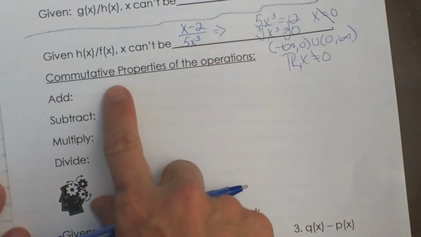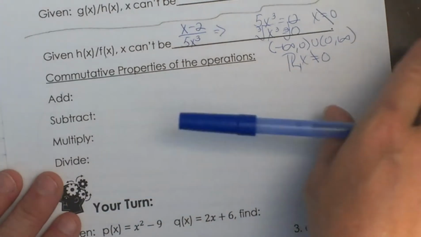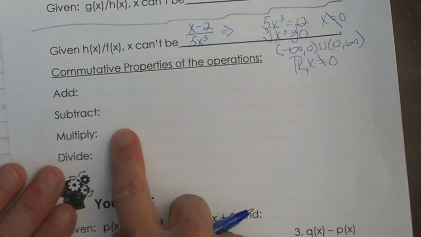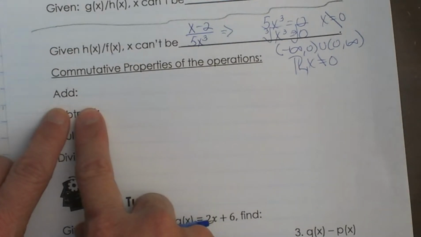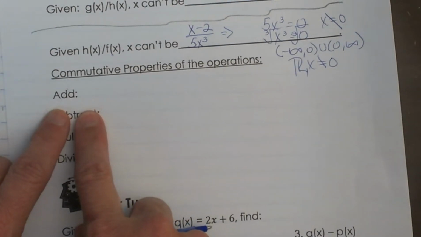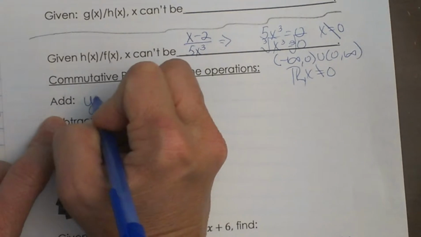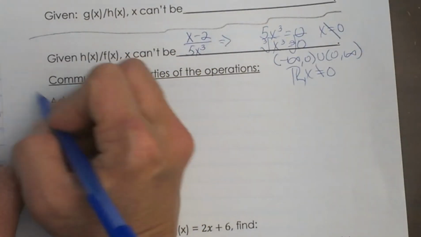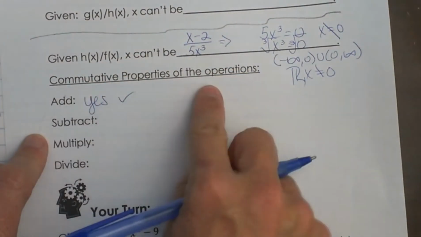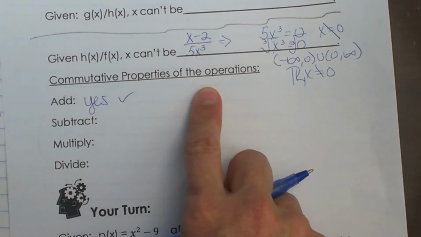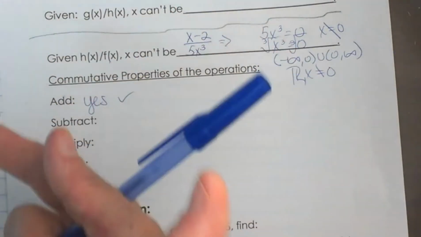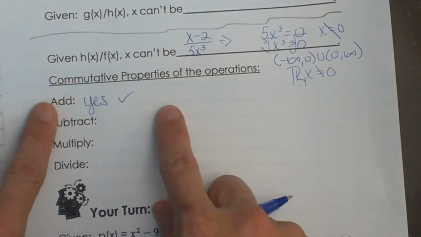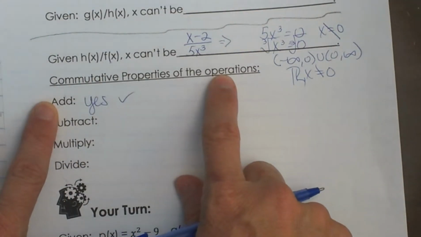Now let's look at the commutative properties of operations with functions. Can we add two functions in either order and end up with the same answer? The answer is yes. Functions do have the commutative property. So if you add f of x and g of x, it's the same thing as adding g of x and f of x. So yes, the commutative property works.